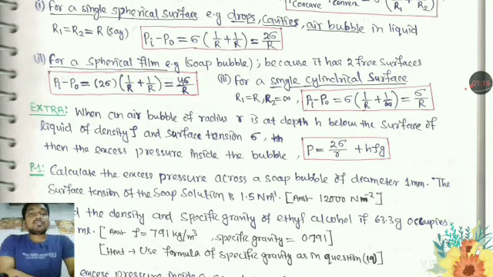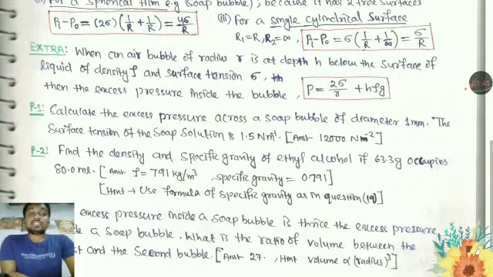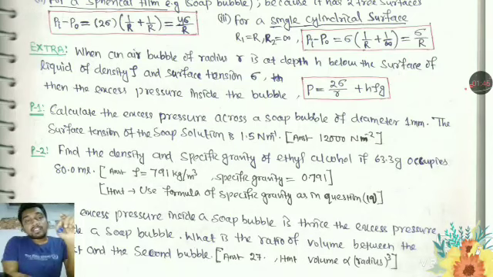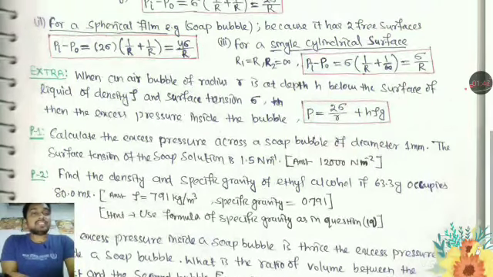What is the extra theory? Extra theory is when an air bubble of small radius R is at depth h below the surface of a liquid of density rho and surface tension sigma, then the excess pressure inside the bubble is 2 sigma by R. This is the pressure difference inside, and h rho g is the pressure exerted by the liquid at height h. Remember that.